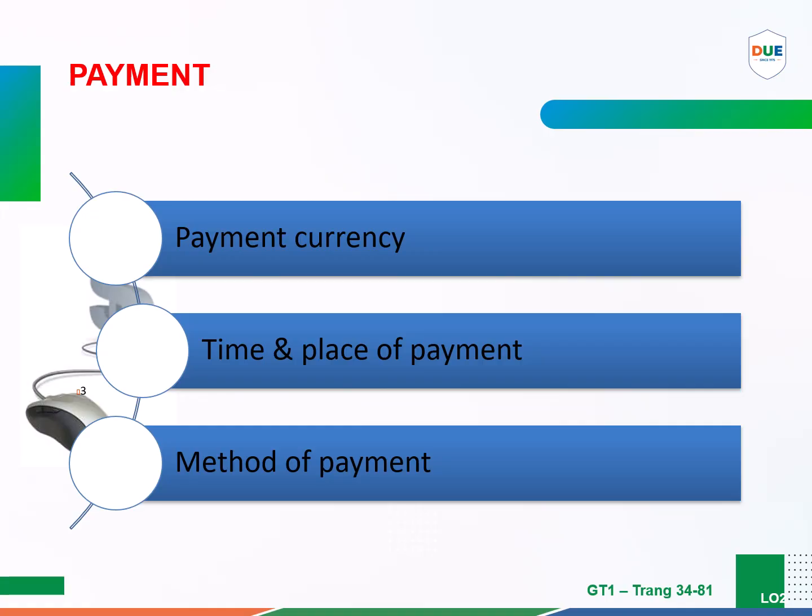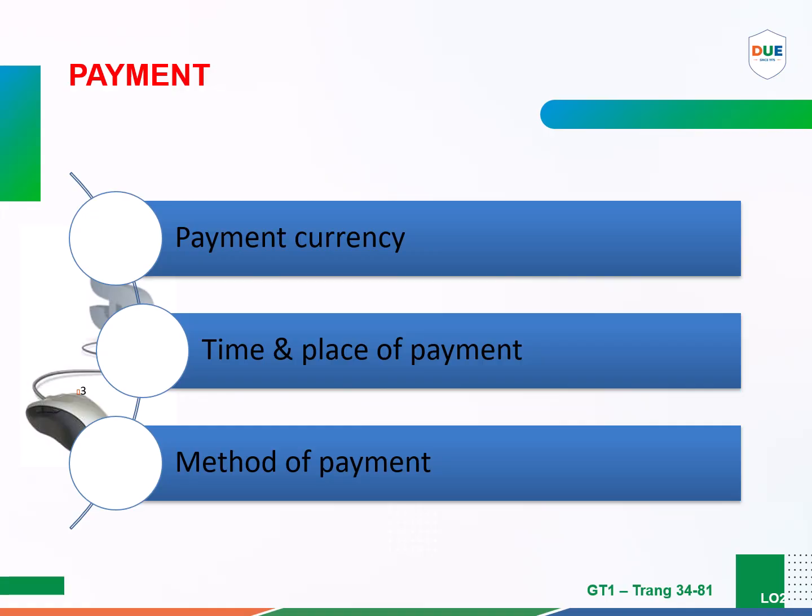Second, the time and place of payment. The contract should clearly state when payment is due and where payment is considered to be made. For example, payment may be made in advance, at the time of shipment, upon delivery, or after the buyer receives the goods. The place of payment may depend on the agreed payment method and the location of the bank involved.